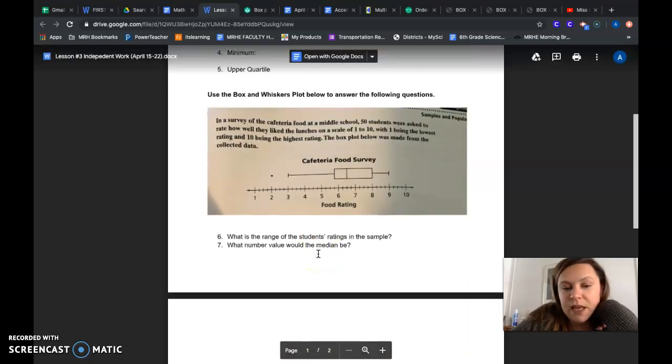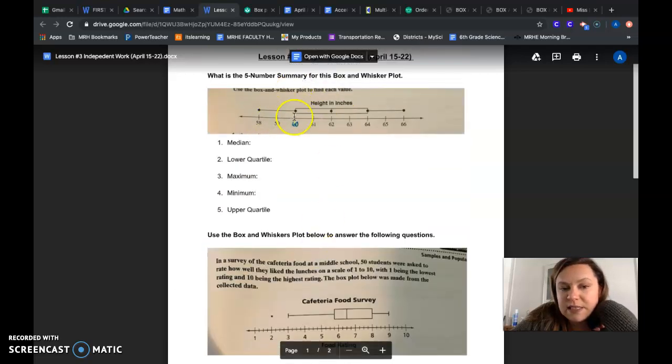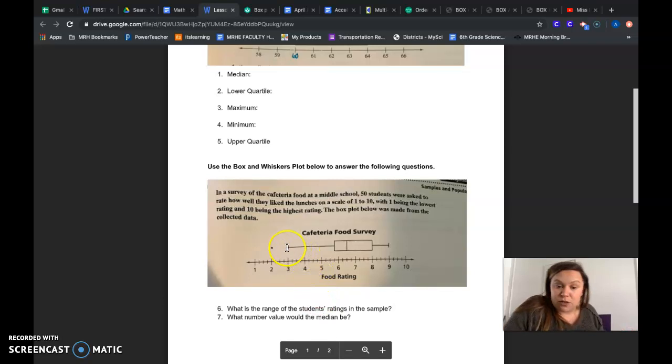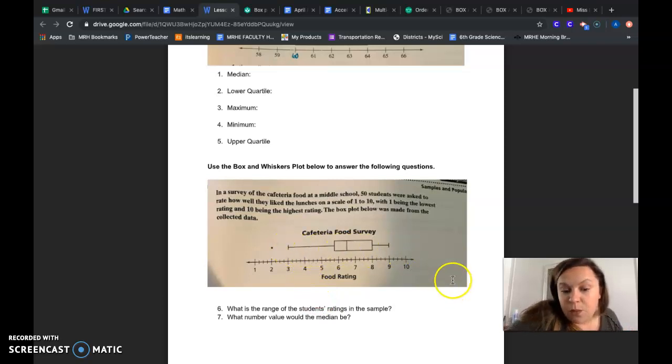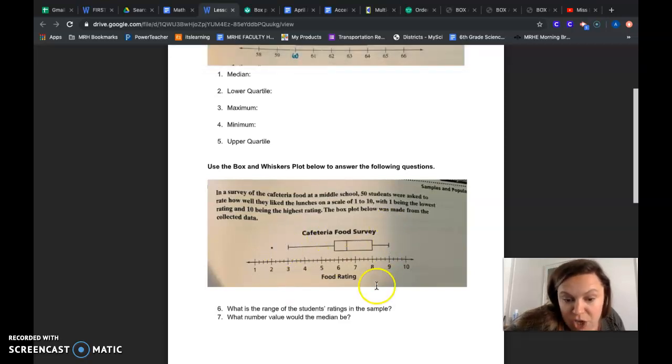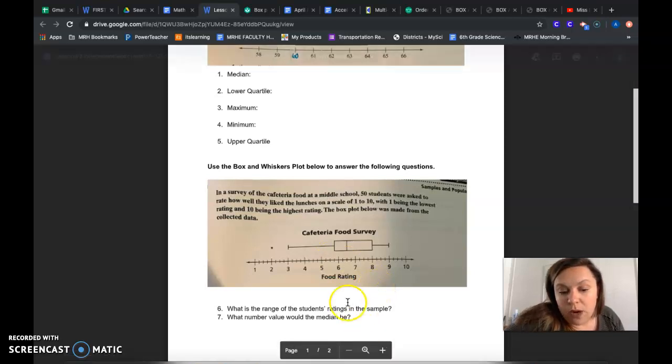All right, same thing here. You'll notice how this one has the dots on it and this one doesn't. That's okay. You don't need to have those dots. This one just has those lines that represent your minimum and your maximum value. But again, your range. What is the range of the students' ratings in the sample? Well, you take your maximum of 9, you subtract your minimum of 3, and you would get 6. What number would be the median?